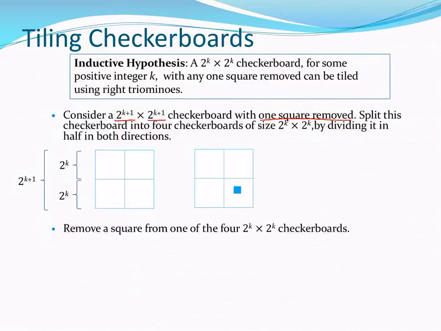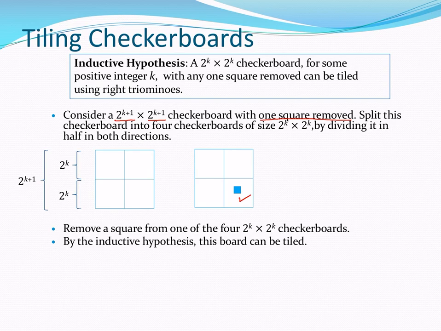Now what can we say about that lower right checkerboard? Well, according to the inductive hypothesis, that's a 2 to the k by 2 to the k checkerboard with 1 square removed, and by the inductive hypothesis, we can tile that board. How can we tile the other 3 checkerboards? Well, the way we're going to do that is to remove judiciously 3 tiles near the center of that and be able to use the inductive hypothesis there.